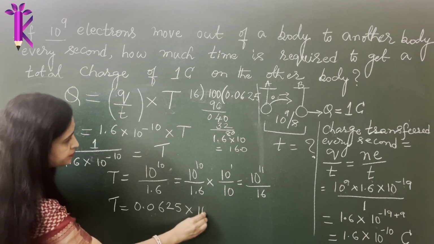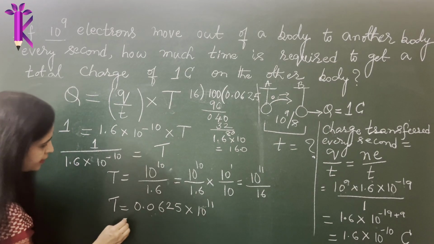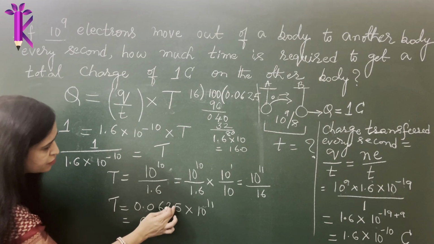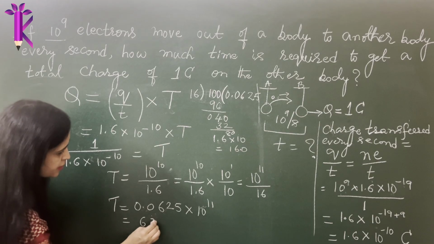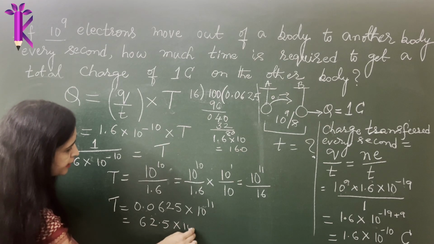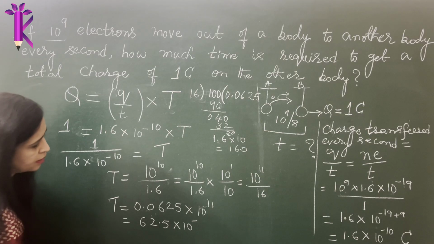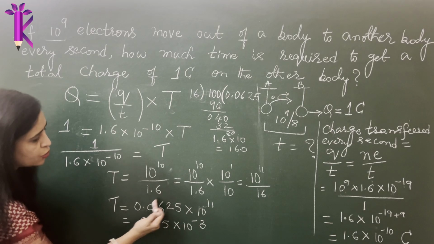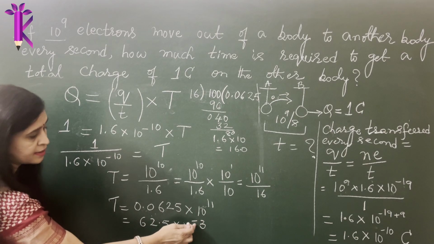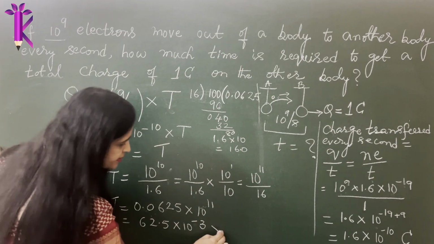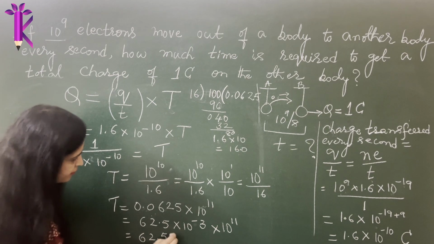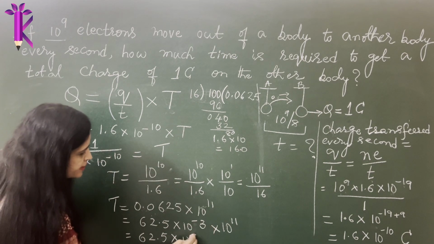0.0625 into 10 power 11. Now I need a whole number, so I will shift the decimal point. I can shift it after 62, 1 2 3. So 62.5 into 10 to the power of minus 3, since when I shift it towards the right, I have to put a minus, into 10 power 11. So this can be written as 62.5 into 10 to the power of minus 3 plus 11, which is 8, seconds.